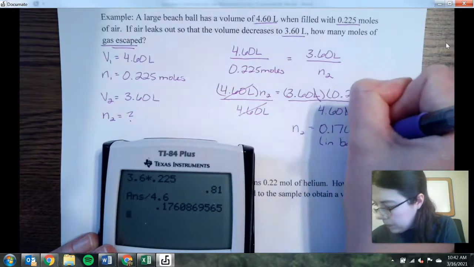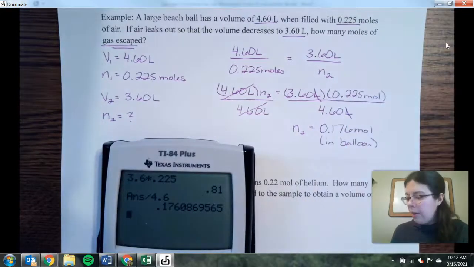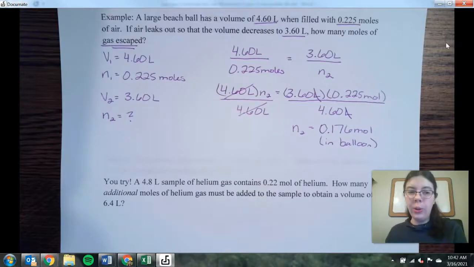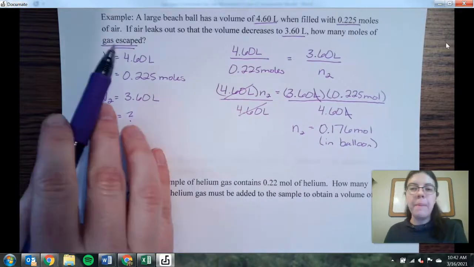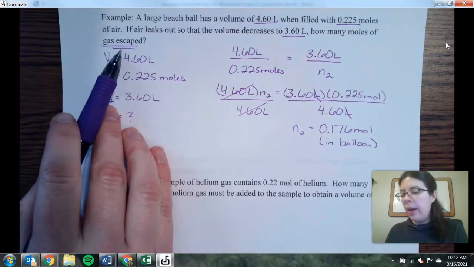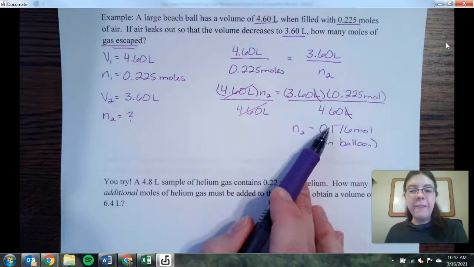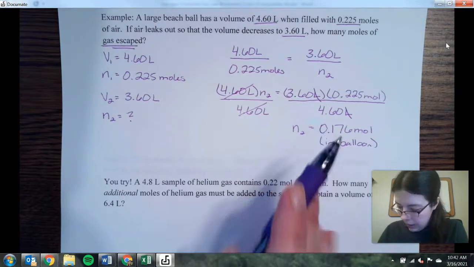the balloon. Okay, now this is not asking how many moles of air are left in my balloon. This is asking how many moles of gas escaped. Well, we know how much we started with. We know how much we're left with. We can find out how much escaped by subtracting the two values.